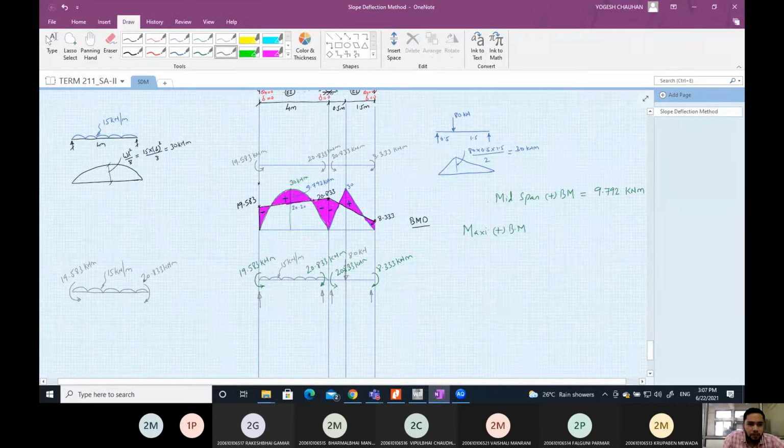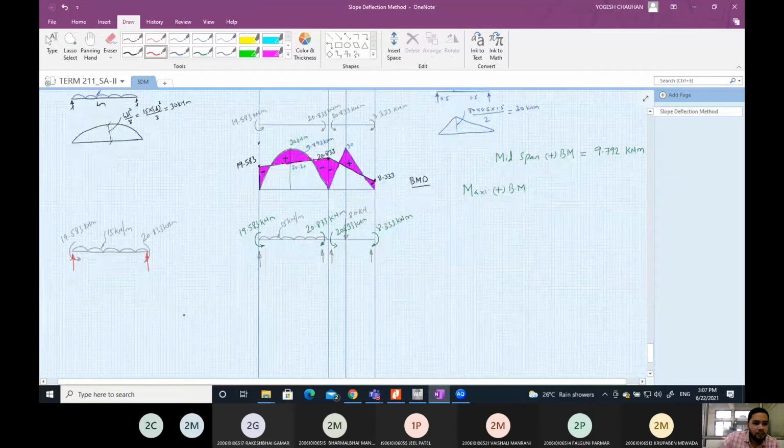Okay, so this is the arrangement. Now we are considering only this much part. Now you can find the reactions for this simply supported beam subjected to this applied load as well as the moments from the continuity. So for that, again you can simplify this.